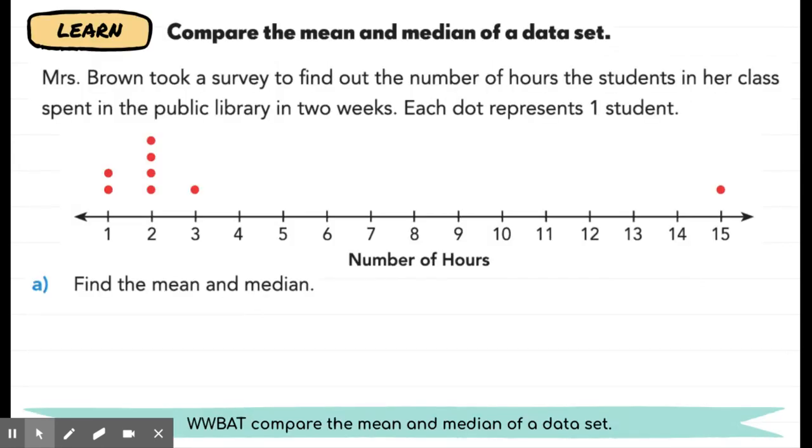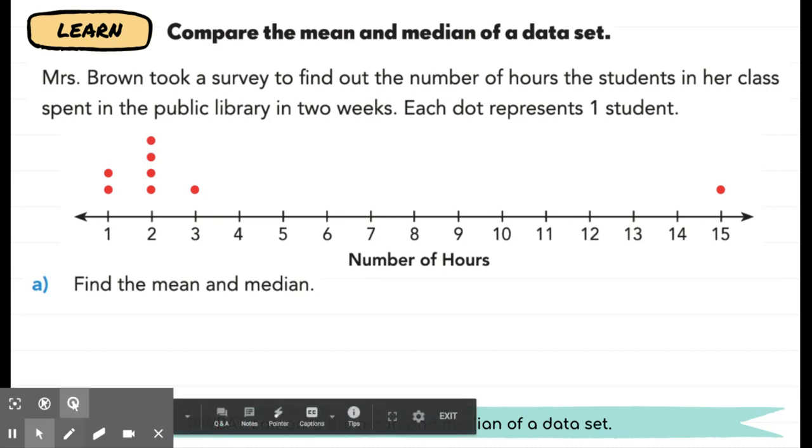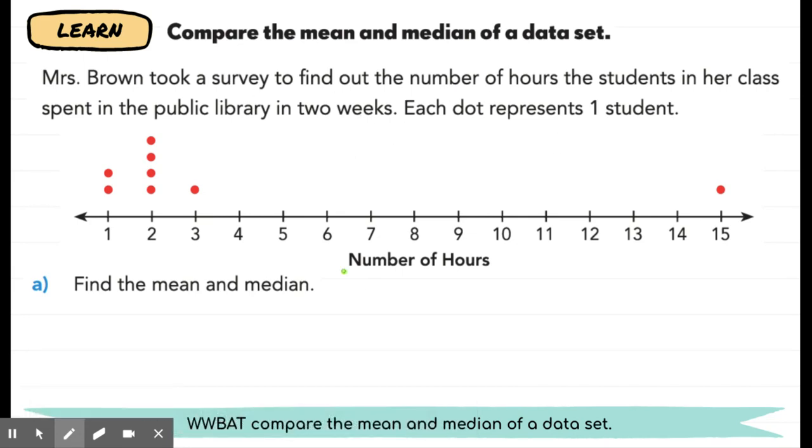Now let's look at the first example. Mrs. Brown took a survey to find out the number of hours the students in her class spent in the public library in 2 weeks. Each dot represents one student. Again, this is the important thing: you have to know what the dot plot represents. The dot plot represents numbers of hours, and each dot represents one student, meaning that 2 students spent 1 hour in the public library in 2 weeks. Four students spent 2 hours in the public library, and one student spent 3 hours.